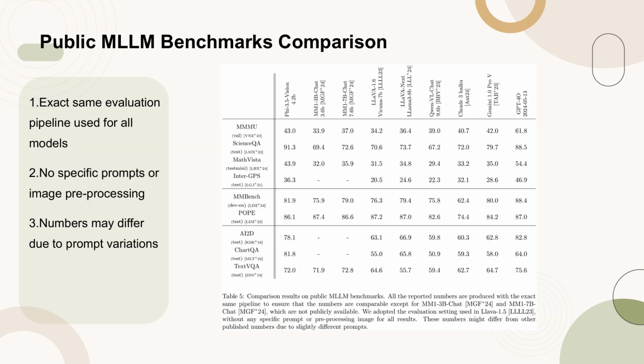Table 5 presents the comparison results of Phi-3.5 Vision on various public MLLM benchmarks. The evaluation was conducted using the same pipeline for all models to ensure comparability, except for MM1-3B-Chat and MM1-7B-Chat, which are not publicly available. The evaluation setting followed LLaVA 1.5, without any specific prompts or image preprocessing. The reported numbers might differ from other published results due to slight variations in prompts.